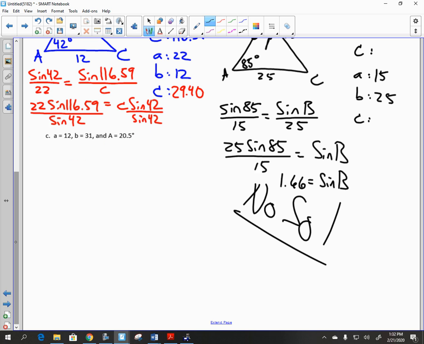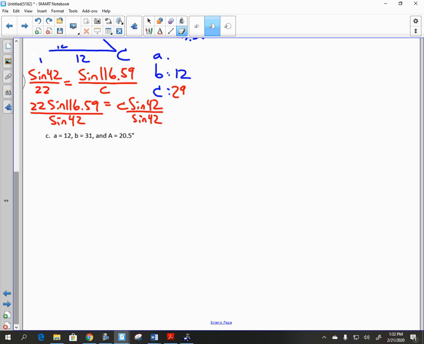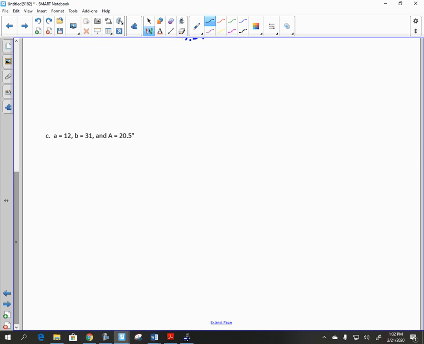Let's look at the last example here. Do you guys like the no solution option? The first option we've done before, haven't we? The second option was no solution. Let's look at the third option here.